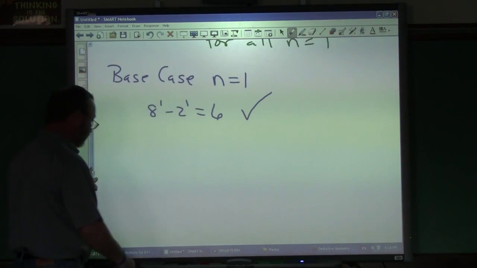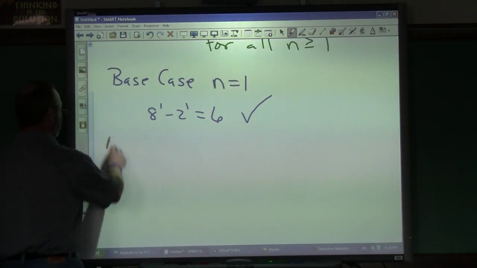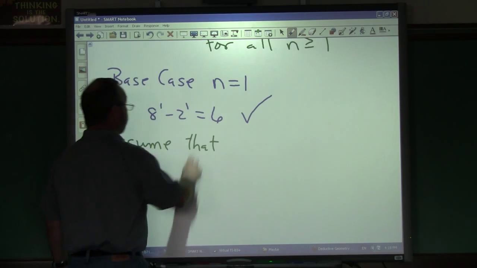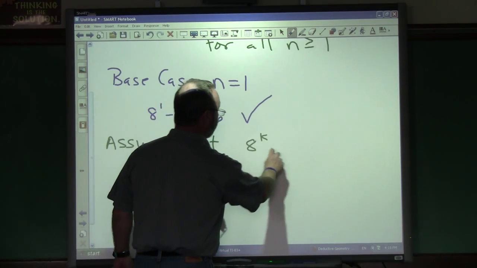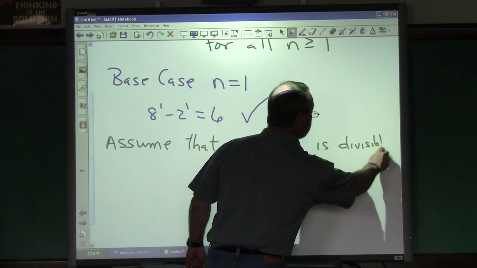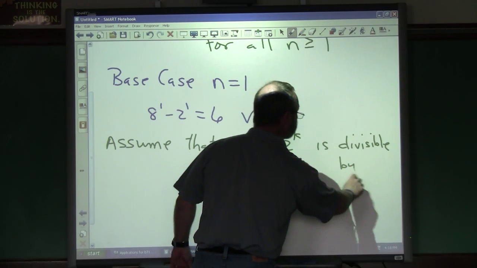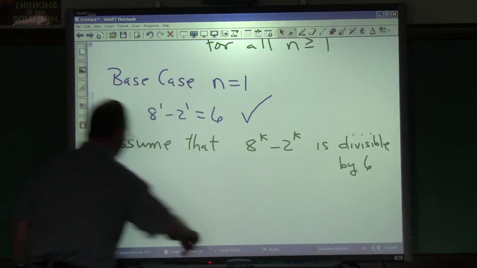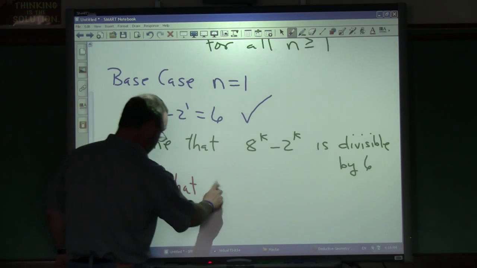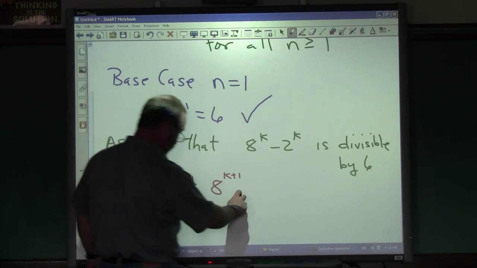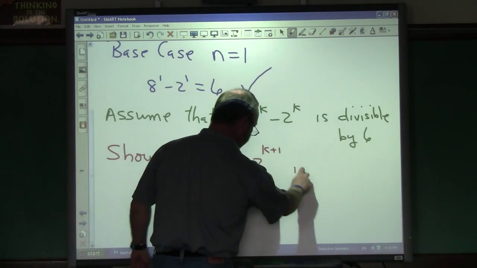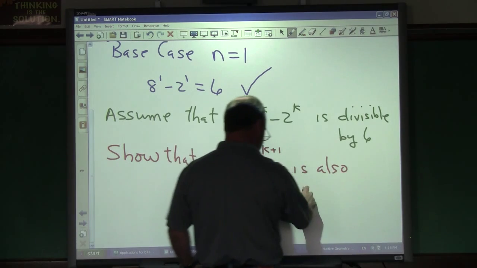Now, I need to assume that 8 to the k minus 2 to the k is divisible by 6. And I need to show that 8 to the k plus 1 minus 2 to the k plus 1 is also divisible by 6.